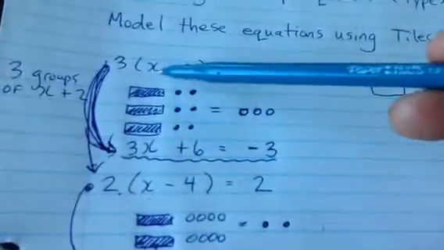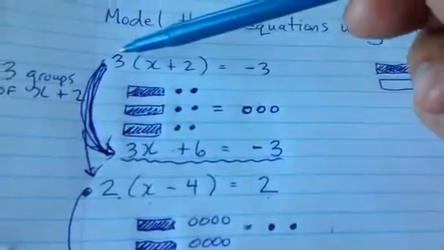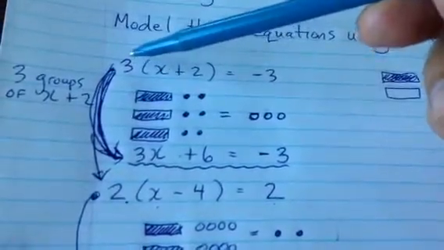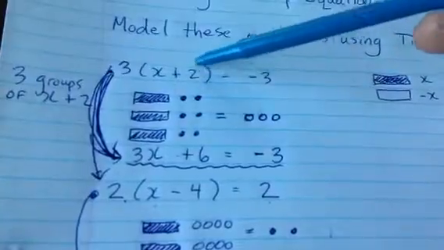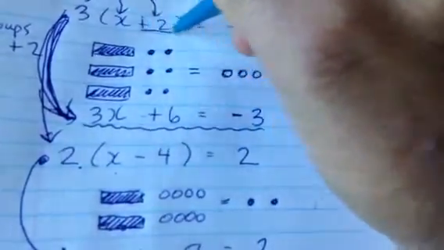Okay, so what's the shortcut to go from here to here? Well, if you notice, all you have to do is, if this is a 3, that means times 3. So you're going to take x and you're going to times by 3, and you're going to take this number, which is a positive 2, and you're also going to times it by 3. So the 3 multiplies the x, and then the 3 multiplies this positive 2.